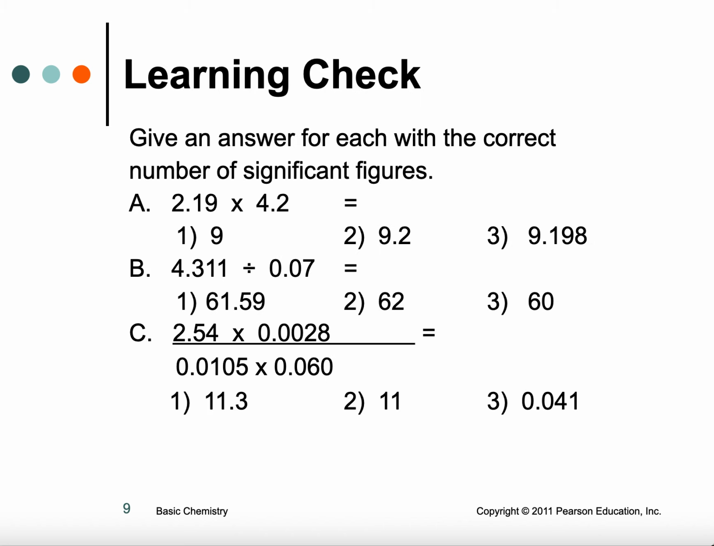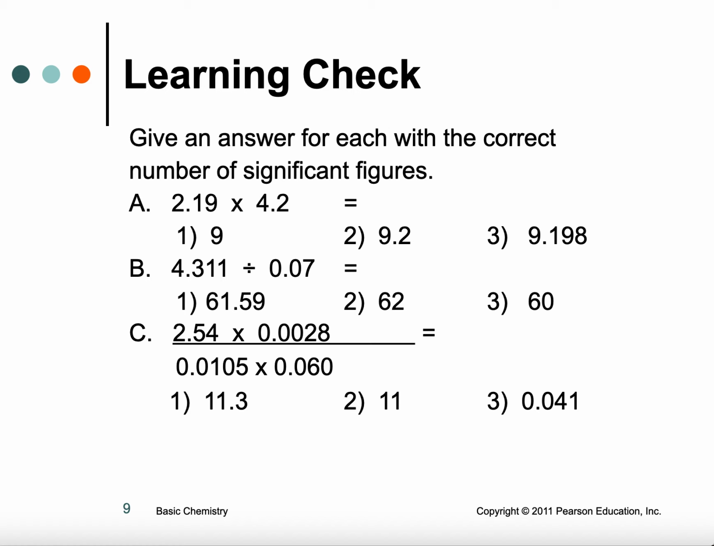Okay, let's do some of the easy ones. This works with multiplication and division. All right, so the first one has 3 and 2. So I'm going to round to 2. All right, so when I look here, my calculator gives me something. Which one has 2 significant digits? Number 2 does. So A is 2.